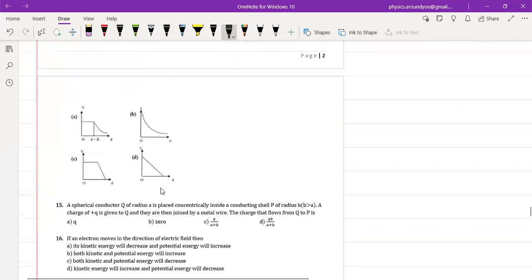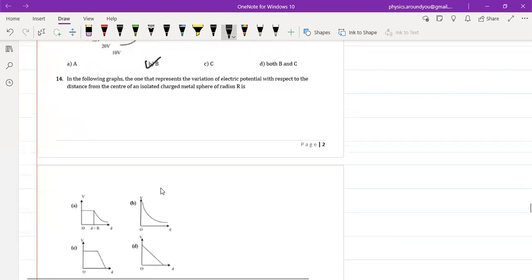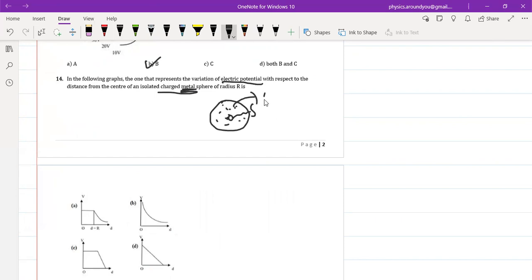Well, now the 14th one. The 14th one is a fun question. Electric potential, keyword electric potential, not field, and it is a charged metal sphere, not just a sphere, it's a charged conductor, right? So when I go from the center to the surface of a conductor at any point, field is zero and potential is constant. Do not confuse these two things. Many people think potential is also zero. No, potential is constant, whereas field is zero.